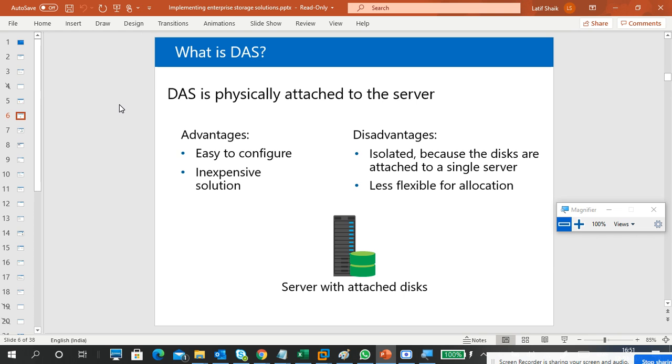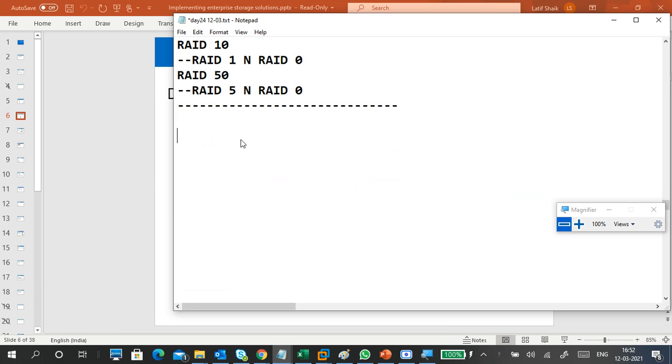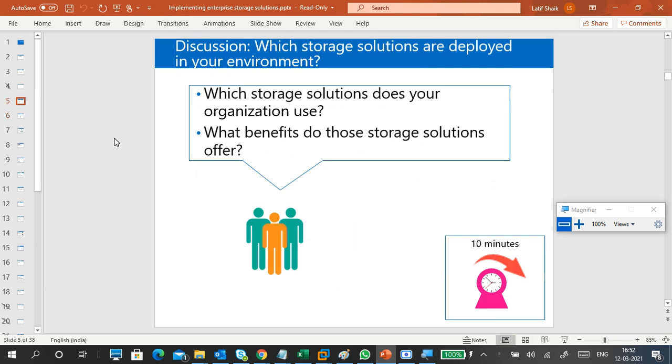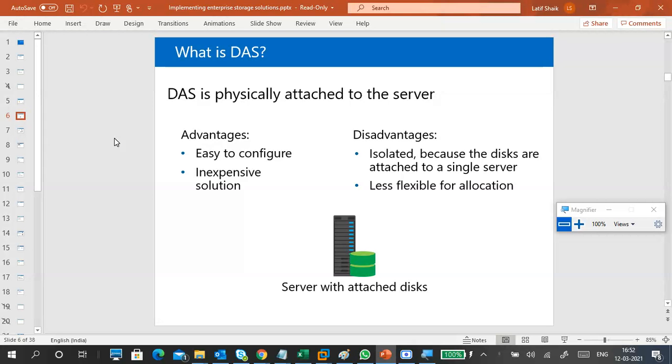So there are different types of disk attachment, meaning different types of storage, depending upon how you are using them. One is DAS, direct attached storage, or directly attached storage. It means the way you are connected to the PC. You have a PC and there is a hard disk, that is called DAS. Very simple. What is DAS? Directly attached storage. Physically it is attached to the server.